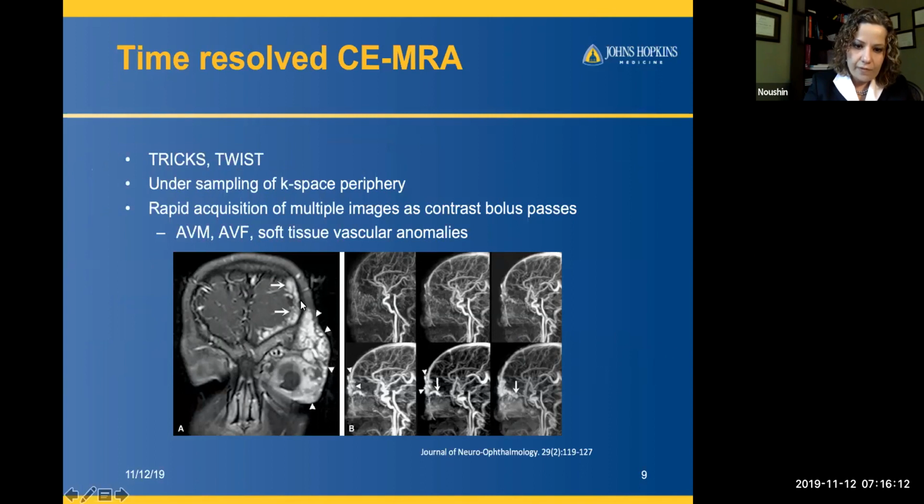So this is a large venous lymphatic malformation of the left orbit. You can see it on this coronal T2 and post FAT-SAT image. And this is a contrast-enhanced MRI using time-resolved technique. This is the arterial phase. You can see the carotid, the basilar. You don't see the vascular malformation. And as the contrast passes, you can start to see it in the venous phase. So it tells us that this is more of a venous malformation.